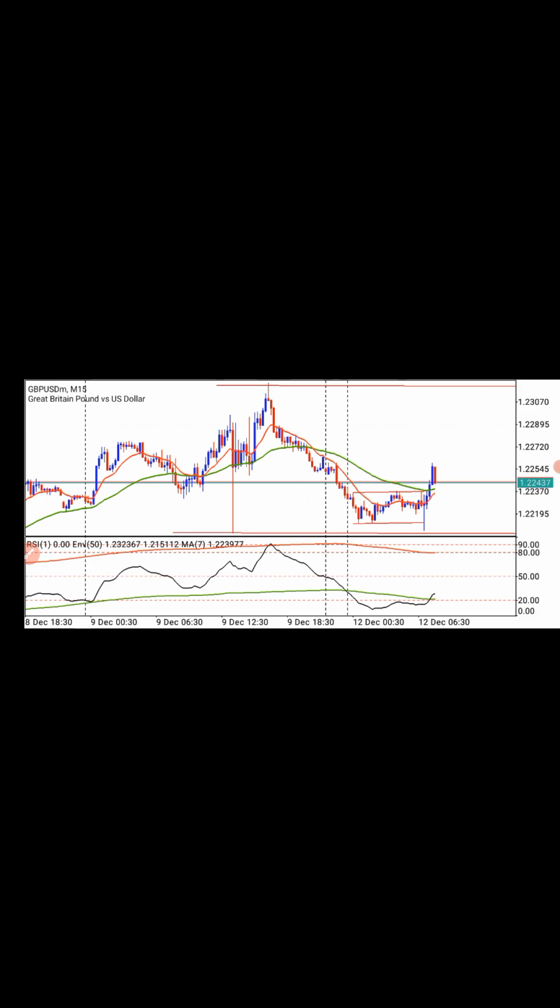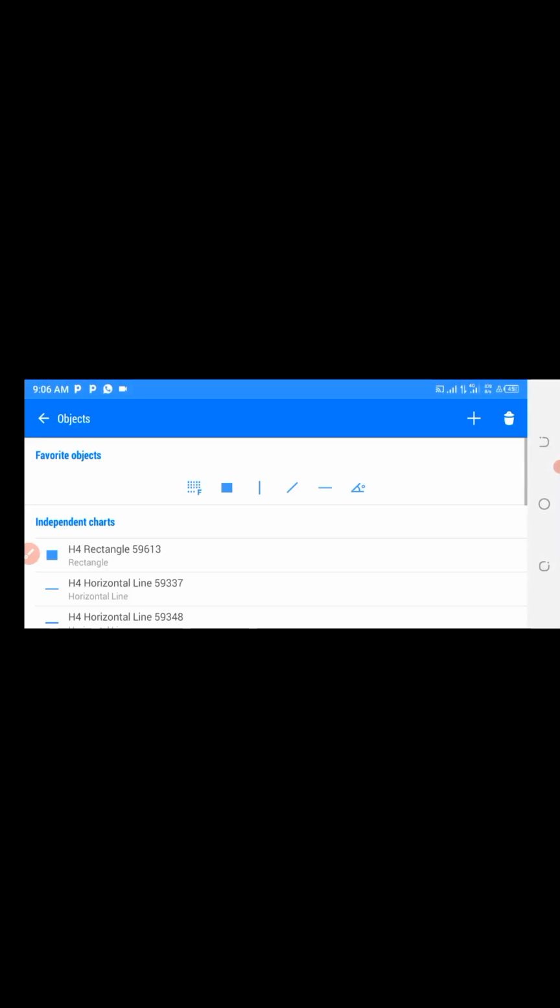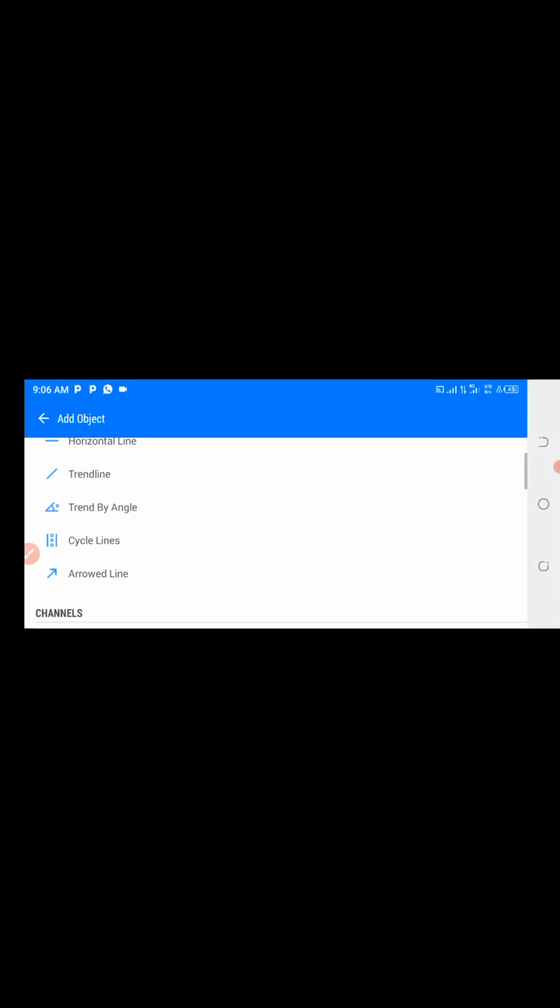So once I have that, there's what we call breaking structure or change of character. By the time you look at the change of character, let me pick another, let me pick my arrow.